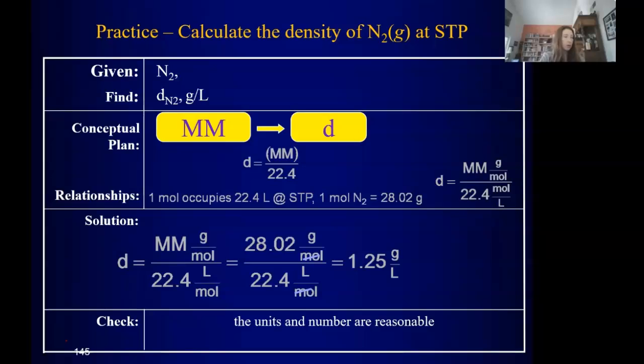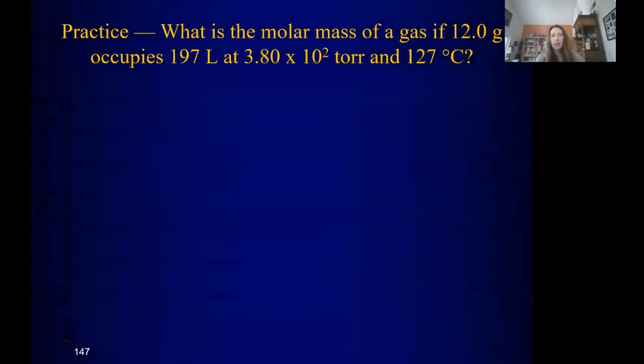Okay, so now let's try another one. Remember how I told you that no problem is ever the same when it comes to gas stoichiometry? Here's another one. This one's not even gas stoichiometry. This one's just a straightforward PV equals nRT problem, but it's unlike one we've done before, which is going to continue to happen. So this question says, what is the molar mass of a gas if 12 grams occupies 197 liters at 3.80 times 10 to the 2 torr and 127 degrees Celsius?